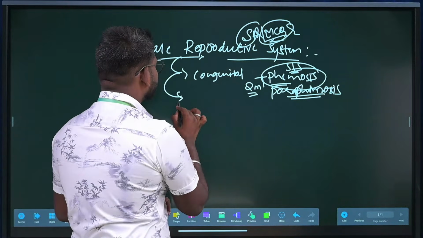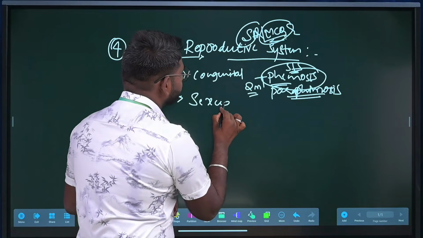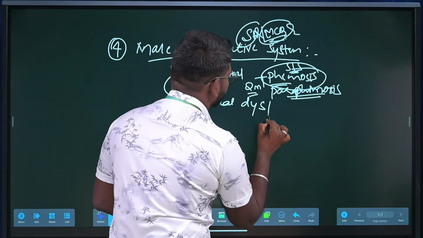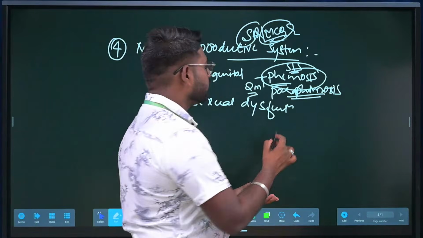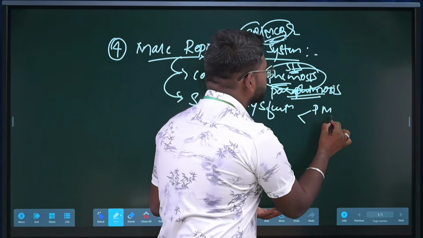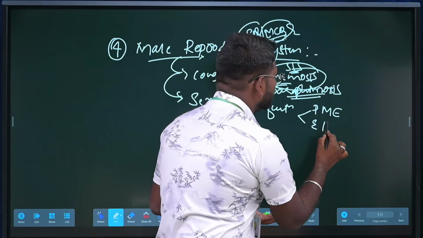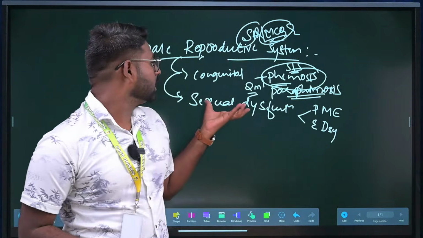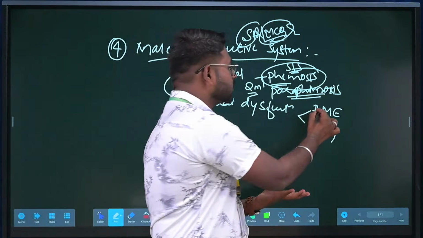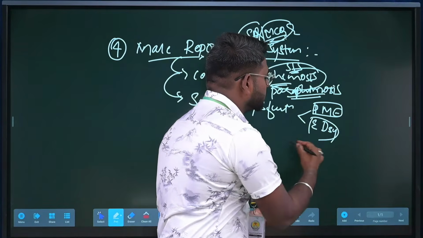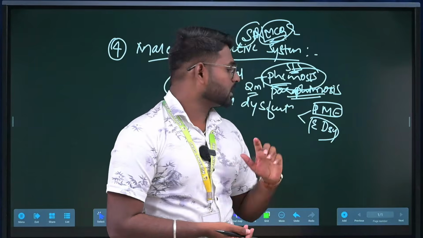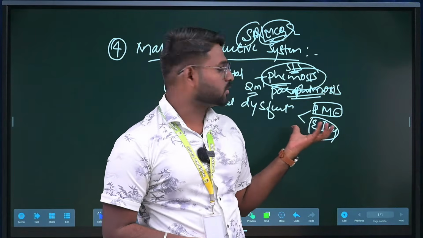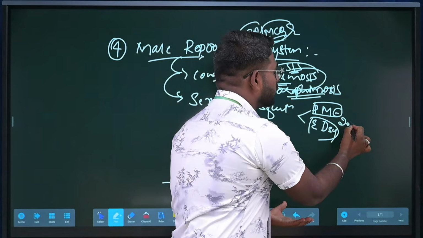Apart from this, sexual dysfunction is also important, where we are going to see premature ejaculation and erectile dysfunction. So in sexual dysfunction, we have two conditions, the short and small ones: premature ejaculation and erectile dysfunction. This is also very important for your 2 marks.